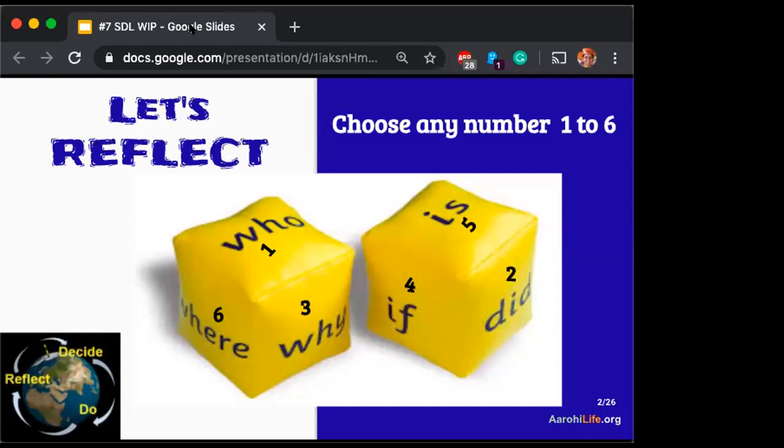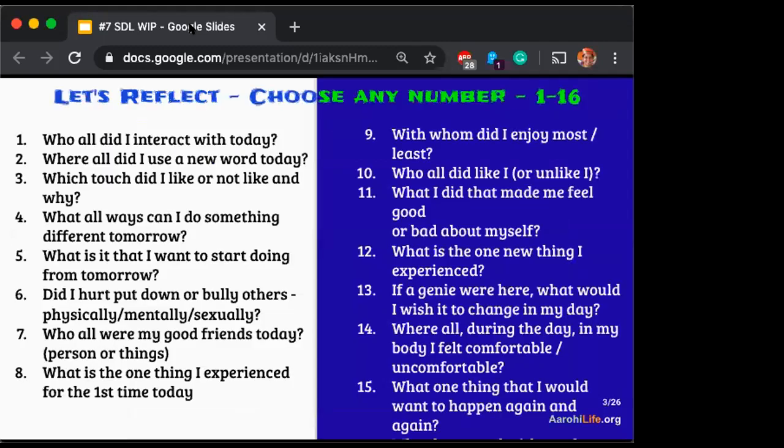Now choose a number between 1 and 16. Everybody choose a number between 1 and 16. Here what we have done is we have made 16 questions, and based on your number, you will answer that question. Just choose your number. You don't have to tell us your number. Based on the number you choose, pick up that question and answer it.